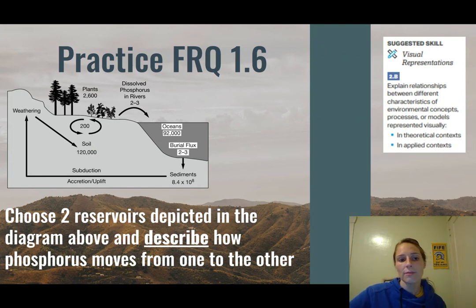So what you're going to do today for your practice FRQ is look at this diagram right here, choose two reservoirs that are depicted in the diagram, and describe how phosphorus moves from one to the other. So pick your two and then explain the process of how it goes. Between your two, you might have to explain multiple steps, or it might be a pretty direct one, but you will describe how phosphorus moves between the two of them.